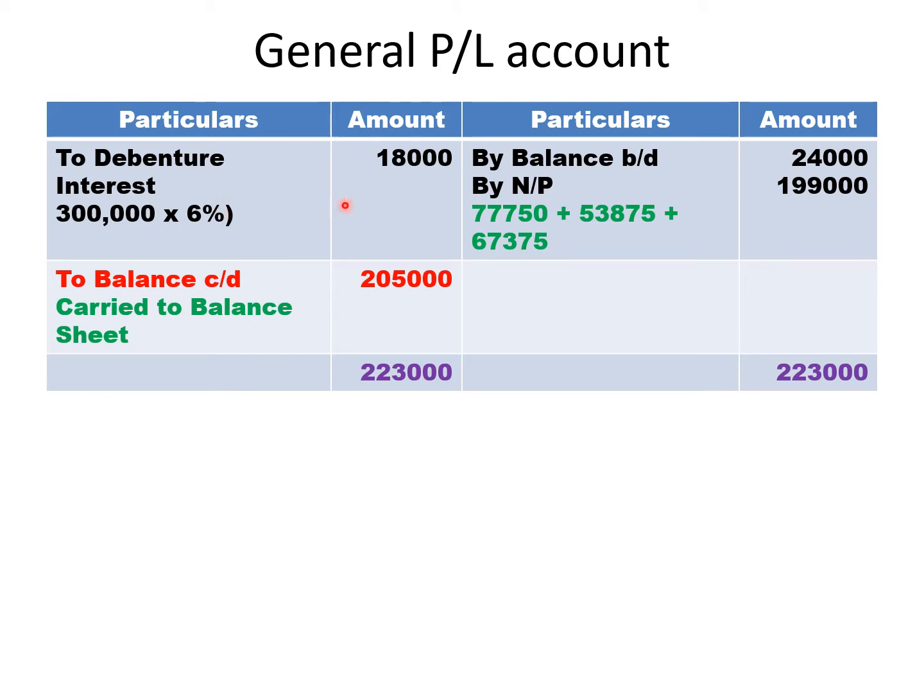Take the full debenture interest 18,000. Debenture amount into 6%. So 3 lakh into 6%, you get 18,000. Out of 18,000, 9,000 is paid up to June. Remaining 9,000 not paid. So split this 18,000 into 2, 9,000 and 9,000. So remaining 9,000 will come in balance sheet as outstanding liability. Then we get balance carried on 2,05,000. This to be carried to balance sheet.